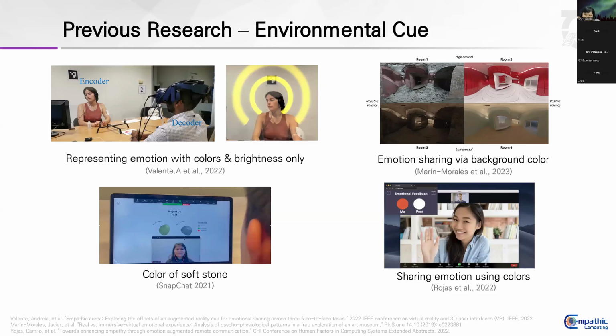Some previous work studied environmental cues. One study here explored user emotion, displaying user emotion by a circular colored background around the user. Another study focused on the effect of environmental color and texture for sharing emotion.